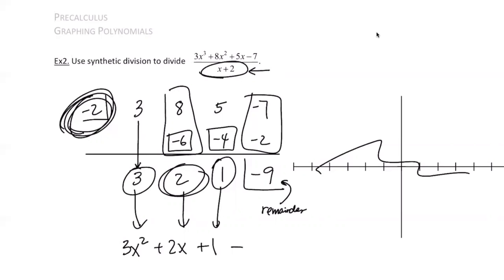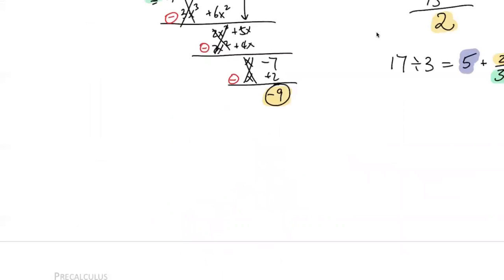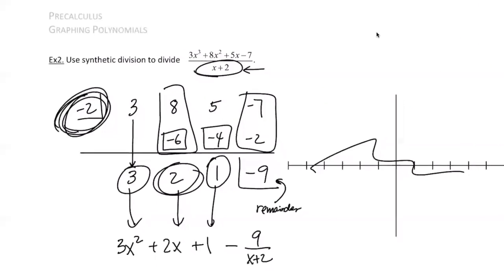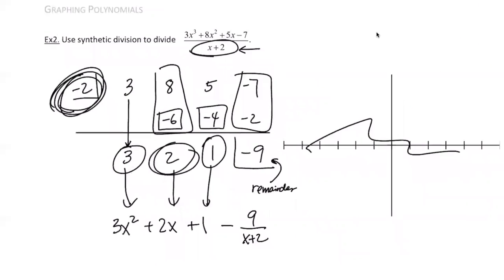Okay. And then minus the remainder, 9 over x plus 2. Now, this is actually the same calculation that we had earlier from example number 1. So 3x squared plus 2x plus 1. Let's see if it's the same thing. 3x squared plus 2x plus 1 plus 9 over x plus 2. Same thing. So, see?